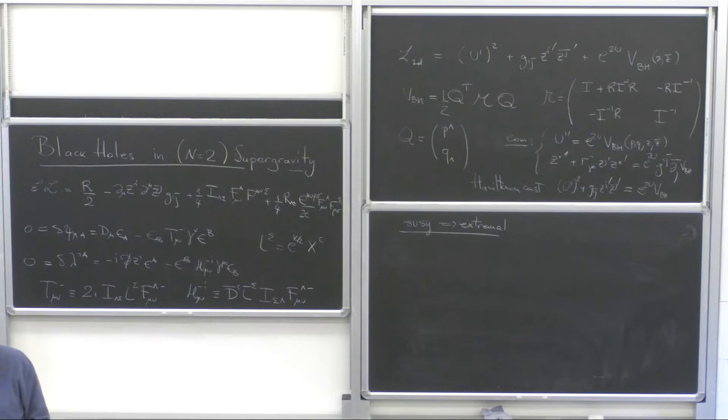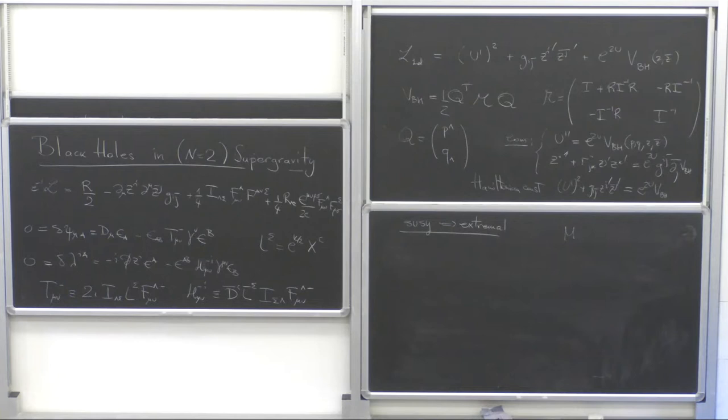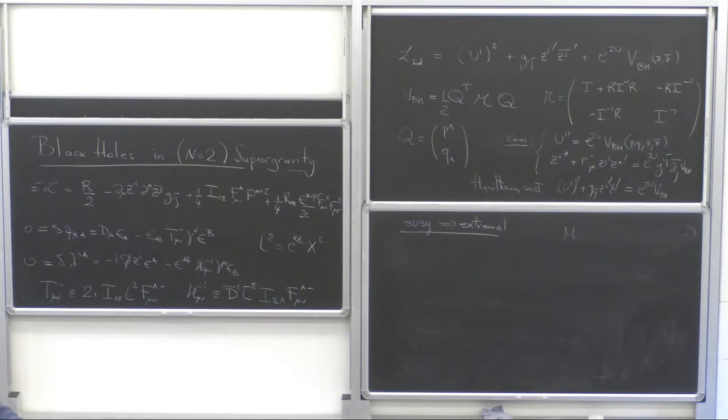Now, SUSY implies extremality. Extremality means that you have the minimal mass of the black hole for a given charge. Now, the question is, what is the charge that I'm talking about? Because the mass of the black hole is one. Here I have plenty of charges, no? I have n_V plus one vector fields, because I have also the graviphoton. So I have n_V plus 1 electric charges and n_V plus 1 magnetic charges. So extremal means what here?